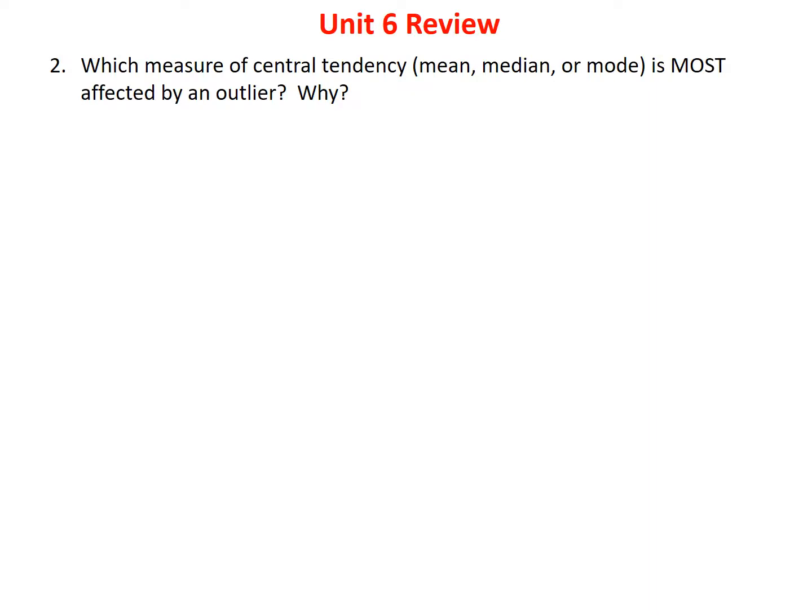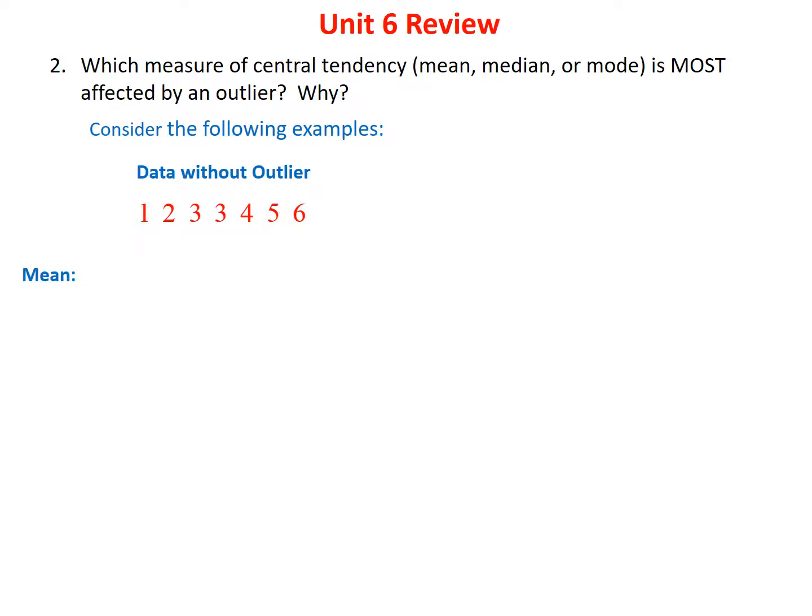The second question asks us which measure of central tendency, the mean, the median, or the mode, is most affected by an outlier and why. The best way for me to answer this is to give you 2 examples. So I'm going to give you an example with data that does not have an outlier. An outlier is data that's much greater or much smaller than the rest of the data. So for example here, 1, 2, 3, 3, 4, 5, 6.